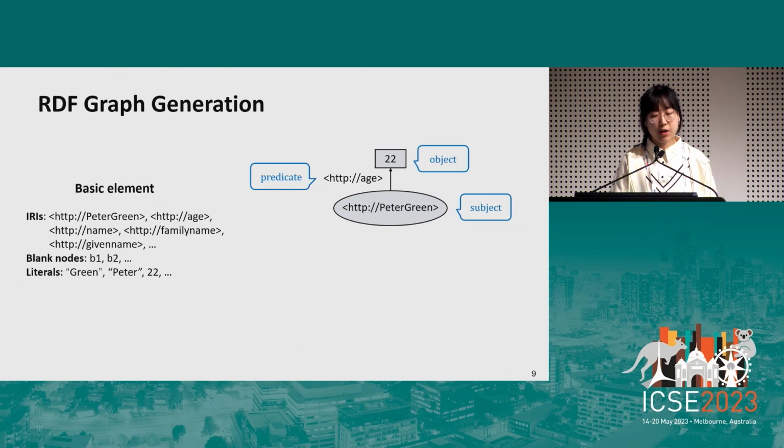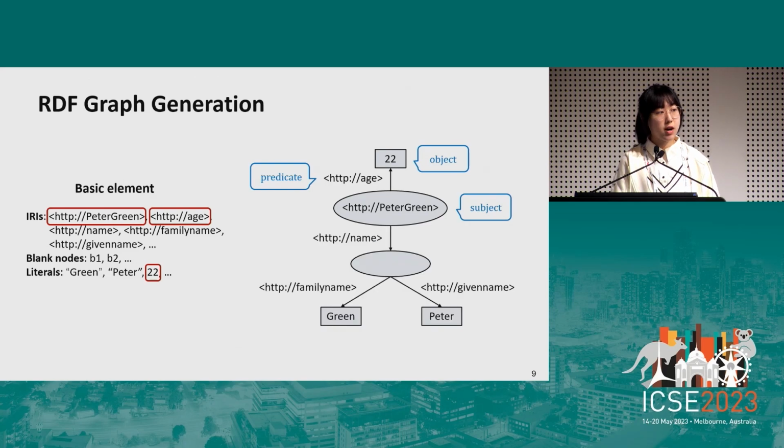An RDF graph consists of a set of RDF triples. An RDF triple consists of a subject, a predicate, and an object. We first randomly generate basic elements. Then we randomly select corresponding data for the subject, predicate, and object to construct an RDF triple. Following this approach, we can generate more RDF triples.